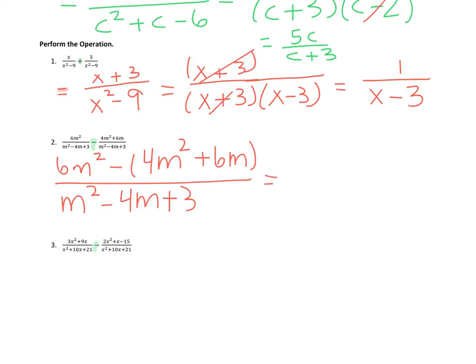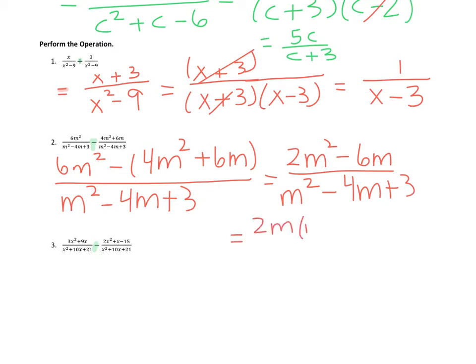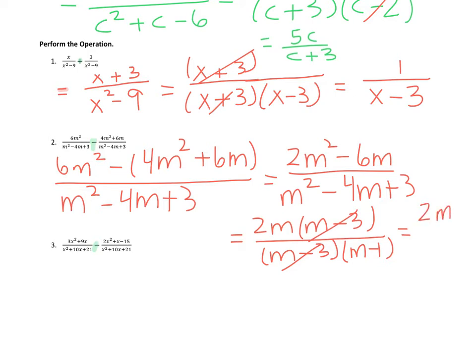All right, so you simplify, minus a positive 6m, and then after you simplify, we want to make sure we factor everything completely, just as before. So factor the top, factor the bottom, and we do see a common factor. So it's 2m over m minus 1.